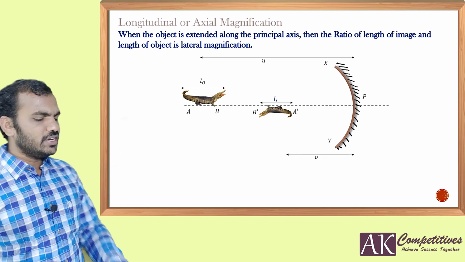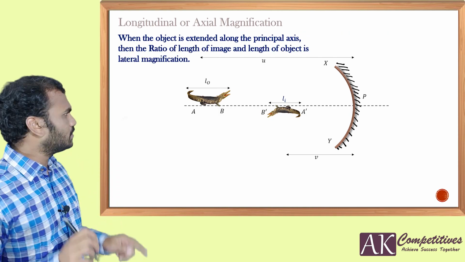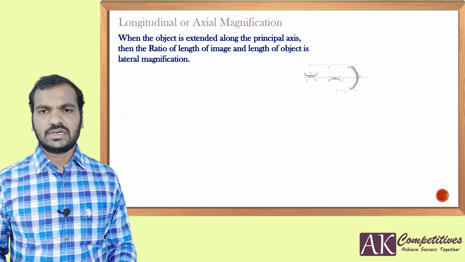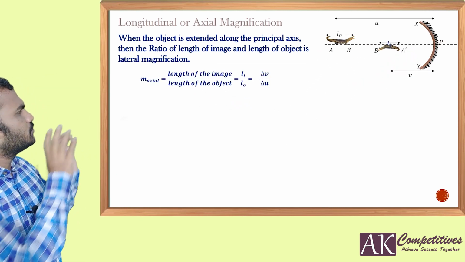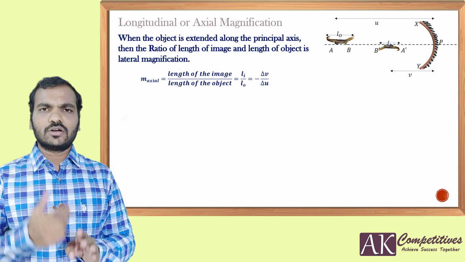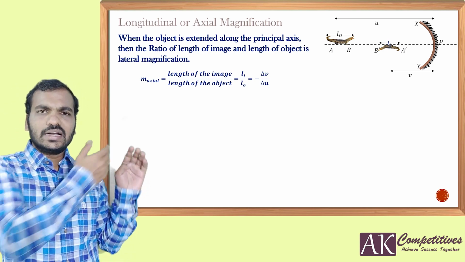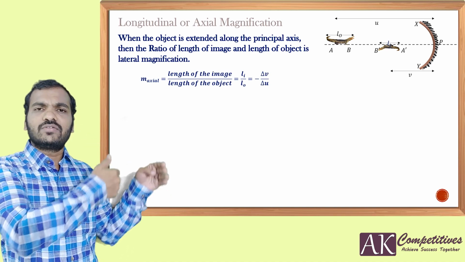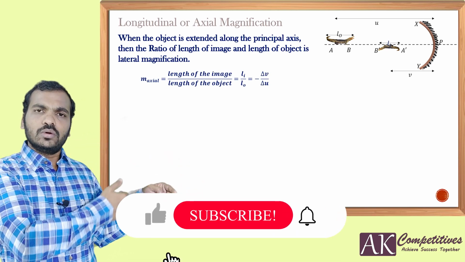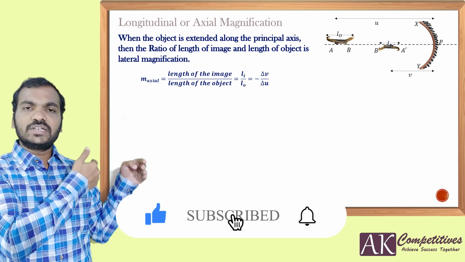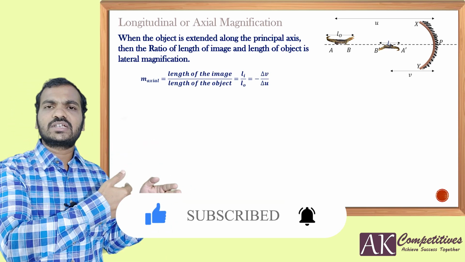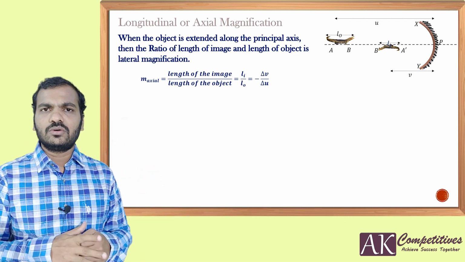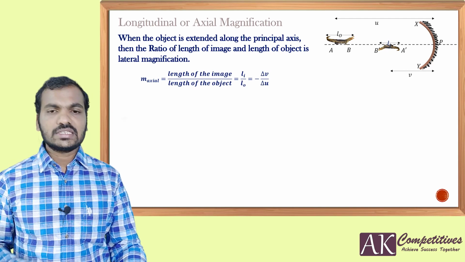So the image is formed at distance v, and now keep this diagram in the corner and we'll move to the derivation part. Okay, axial magnification we are going to define like this: length of the image by length of the object, and I have written delta v because for two ends of the object there will be two ends of the image. So two image distances will be there, two object distances will be there. The difference of object distances will give you the length of the object. The difference of image distances will give you the image length. Okay, so this is the idea.